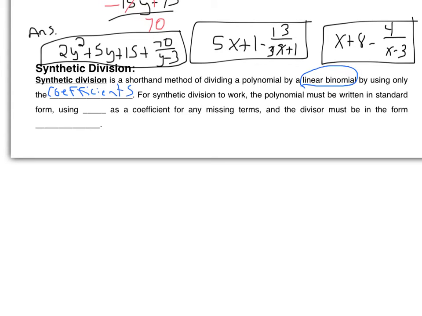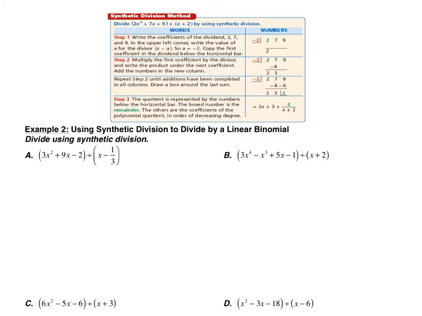You can just use, it says, only the coefficients. For synthetic division to work, the polynomial must be written in standard form using 0 as a coefficient for any missing terms, and the divisor must be in the form x minus a. So in order for it to work, it has to be 1x minus a. Notice in the steps that we have x plus 2 here, but we have negative 2 here. So when we're doing synthetic division, we need the actual x value that would make that 0. So instead of plus 2, it's a negative 2 that we're going to use.